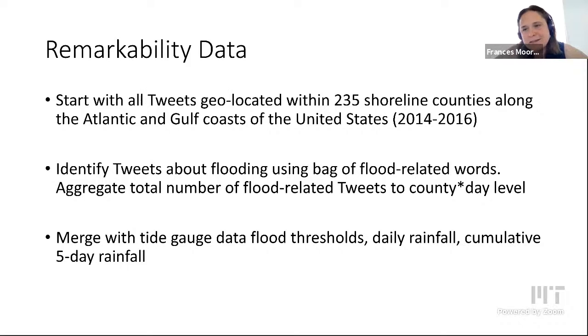And then we merge with a bunch of hydrologic and atmospheric variables, including the local tide gauge data. We're matching each county to the nearest tide gauge on a population-weighted basis. And so we have the tide gauge, and its flood gauge thresholds if they have them, daily rainfall measures, as well as cumulative 5-day rainfall. And that's it. Oh, and we also have county population and number of Twitter users and things like that too.